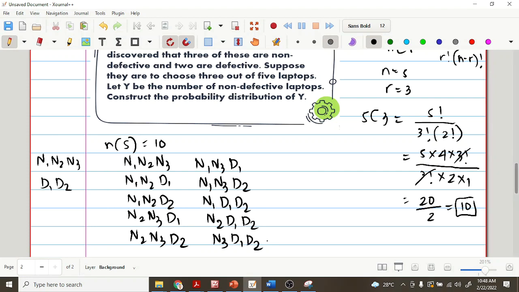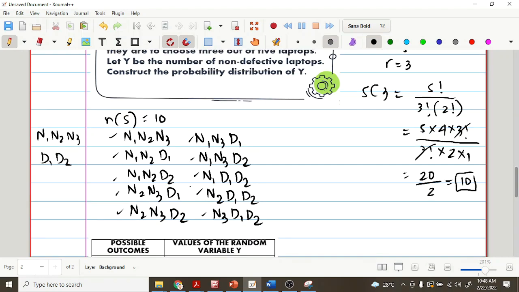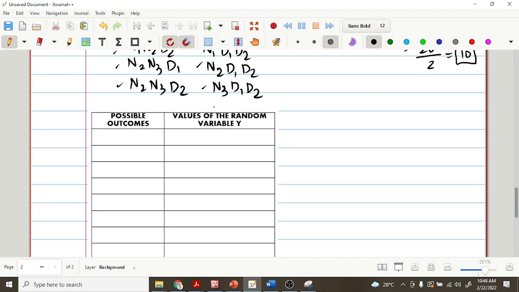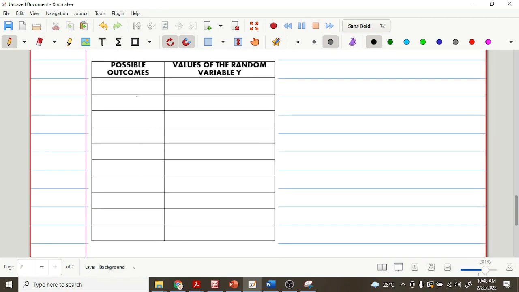Kung bibilangin ho natin kung ilan yung mga nakuha nating possible outcomes doon sa ating random experiment na choosing 3 out of 5 laptops, we have 1, 2, 3, 4, 5, 6, 7, 8, 9, and 10. So, nakuha natin yung 10 possible outcomes. Ang next na gagawin dyan, isusulat natin yung mga outcomes na iyan dito sa ating table. So, ano yung mga possible outcomes na nakuha natin?